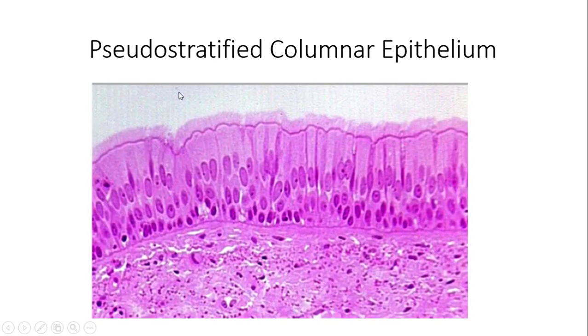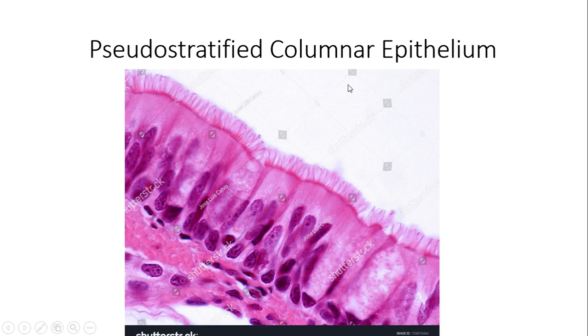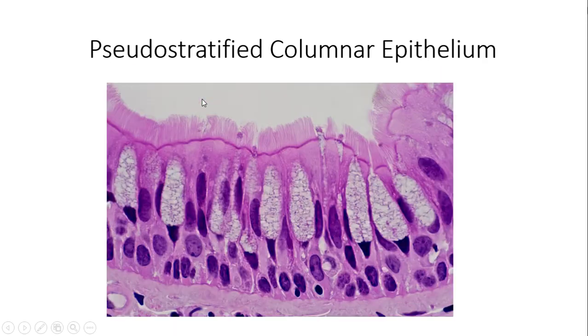And keep in mind also you have the free surface there, very characteristic of epithelial tissue. Same thing over here. And this actually has very good cilia when you're looking at this one. And then this one actually has very good cilia also. So that's pseudostratified columnar epithelium.